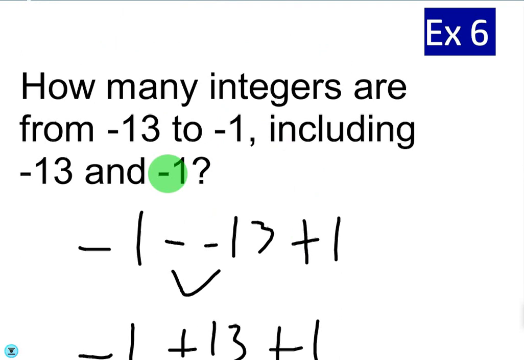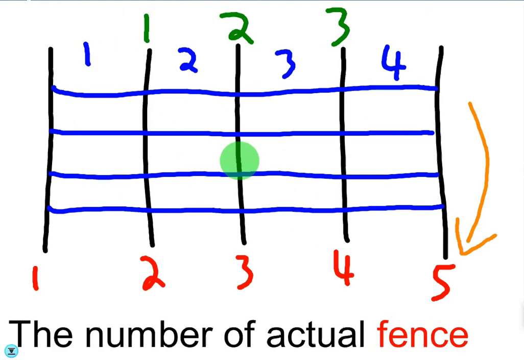Again, it all hinges on this illustration of the fence, which in this example, and for this particular lesson, is the total number of fence posts, and you find that by finding the number of fence sections, or the difference between the two integers, and then add 1 to that to get the final end post.